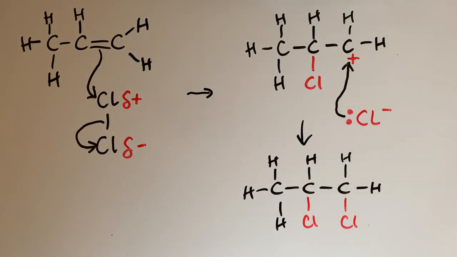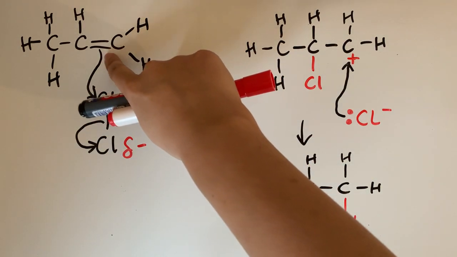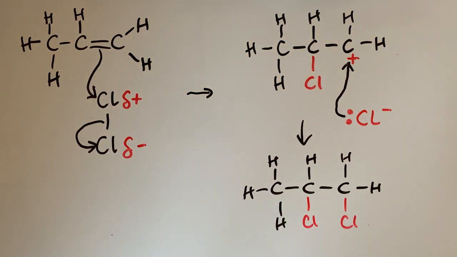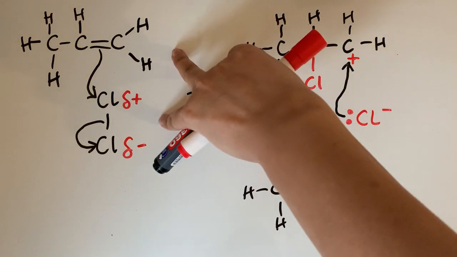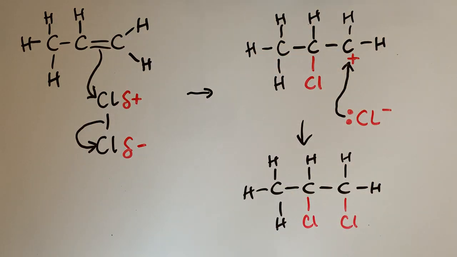So again, this is electrophilic addition because we've got our electrophile here. Curly arrows, remember, when it comes to alkenes, should always start from the alkene, from the double bond, going to the halogen with the delta positive. And it's an addition reaction because we started off with 2 reactants and ended up with 1 product.